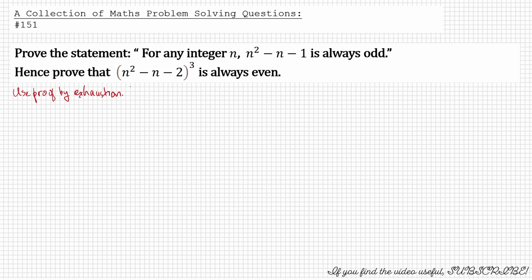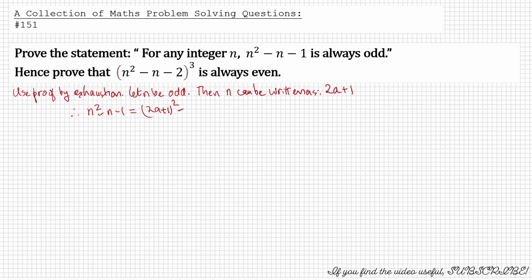As a first case, let n be odd. Then n can be written as, it's an odd number, so twice a plus 1, and therefore n square minus n minus 1 can be written as, instead of n you write 2a plus 1.